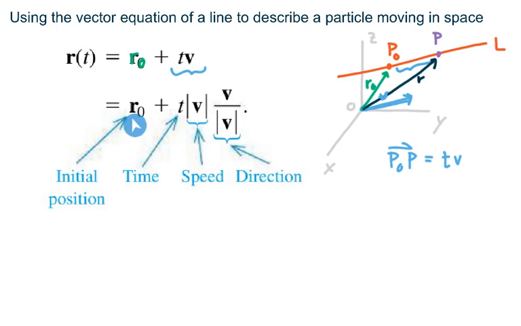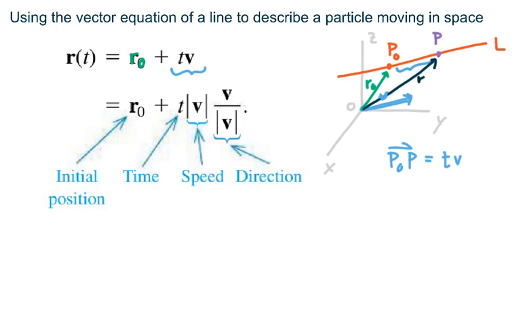So the initial position is represented by the r naught vector plus time times speed, the magnitude of v, times direction, the unit vector for v. And think about what time times speed gives us. tV, that's actually distance. So we have our initial position plus a distance in a specific direction. And this formula is working for straight line motion.